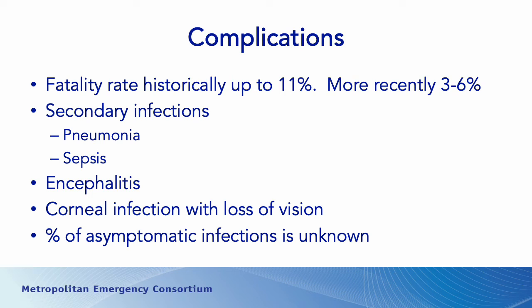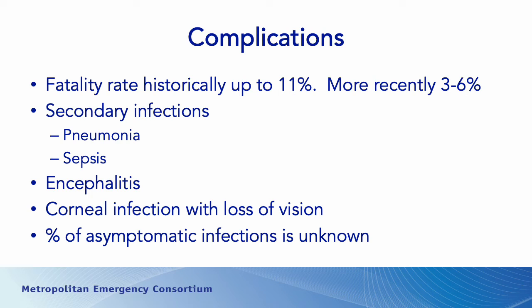A little bit, what are the complications? Again, historically, the fatality rate's up to 11%. More recently, the fatality rate's more like 3 to 6%. I think it's because we have more experience with it and we're better able to provide supportive care. What's probably the biggest complication that can result in somebody's demise? It's really the secondary infection.